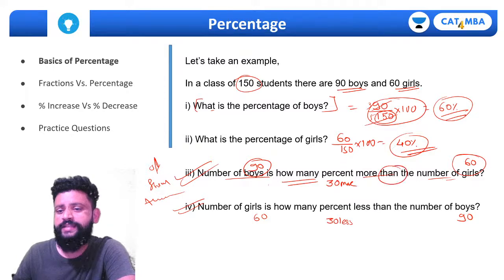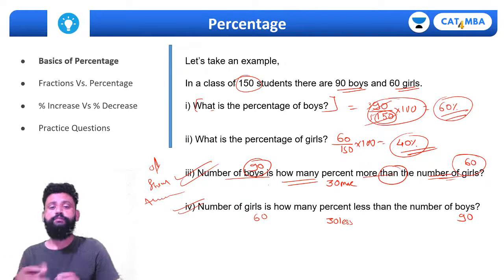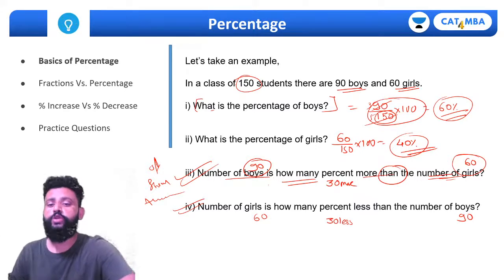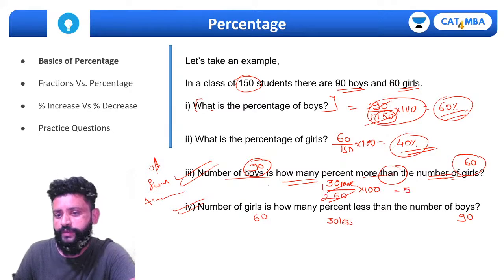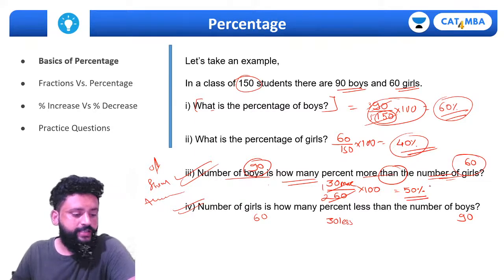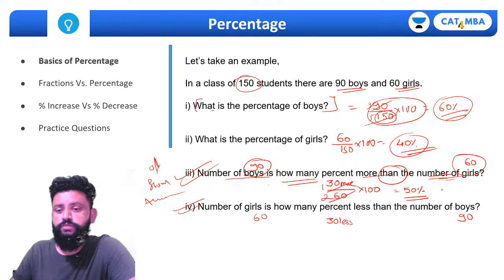So here look, than the number of girls. So 30 more compared to what? 30 more, 30 more than 90 or 30 more than 60? So obviously it is 30 more compared to 60, and that's how it comes out to be half. 30 upon 60 is half, that comes out to be 50%. So boys are 50% more than the number of girls.